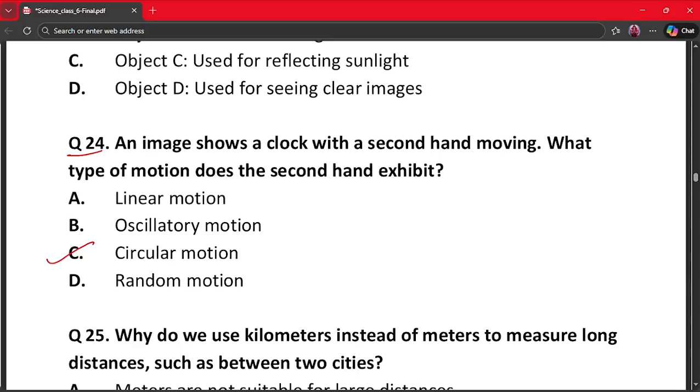So the second hand moves in a circle. It returns to the same point repeatedly. This is a circular motion. It is not linear or oscillatory, and circular is the correct answer.